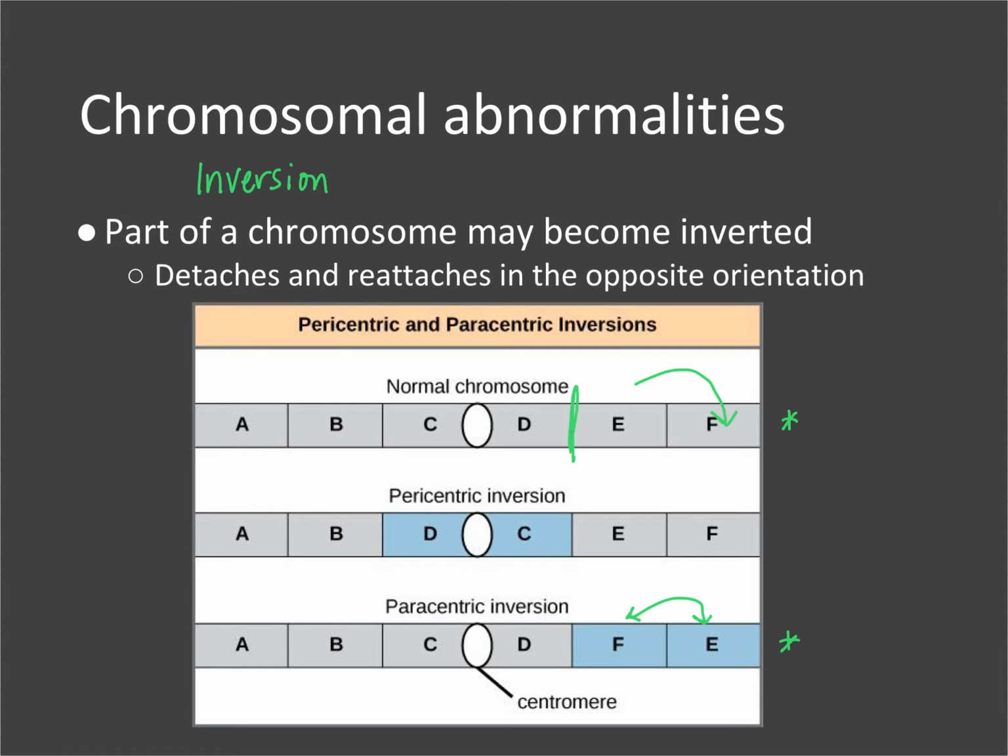We also have this second option here in which D and C switch places with each other. And this is actually a more serious condition because it happens around the centromere, which is the middle of the chromosome. And so this is a more serious inversion. And this is a less serious one. But either way, we are changing the direction of the genetic information, which could impact which genes are expressed, which could affect the phenotype of an individual.